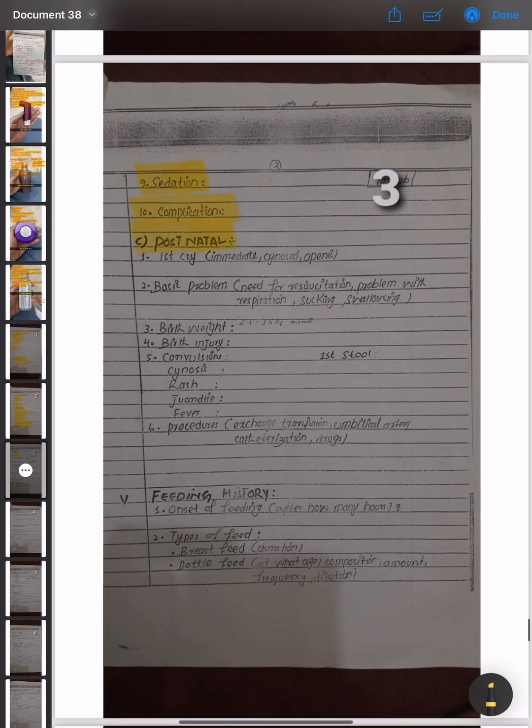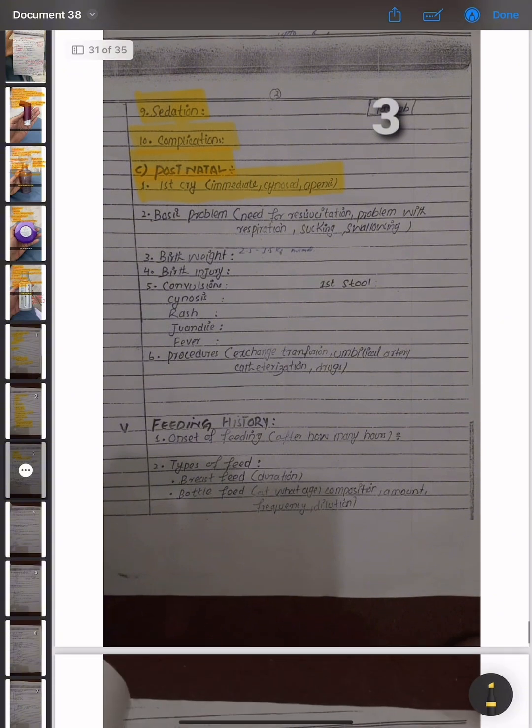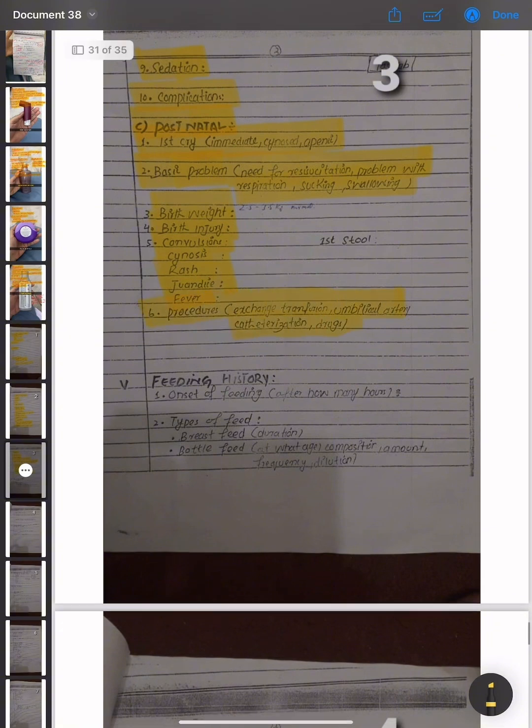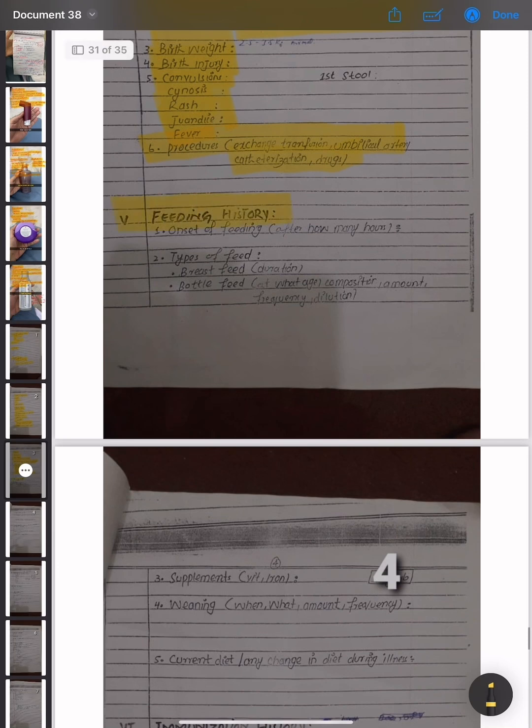In the postnatal history, we will ask about the first cry of the baby, whether it is immediate, cyanosed or not. Then the basic problems, that is need for resuscitation, problem with the respiration and sucking and swallowing. What was the birth weight, with birth injury, convulsions, cyanosis, jaundice, fever, and procedures, that is exchange transfusion, umbilical artery catheterization, and drugs. Then we will ask about the feeding history, the onset of feeding, after how many hours, and the types of feeding, the breastfeed, the bottle feed, at what age, composition, amount and frequency, and dilution.